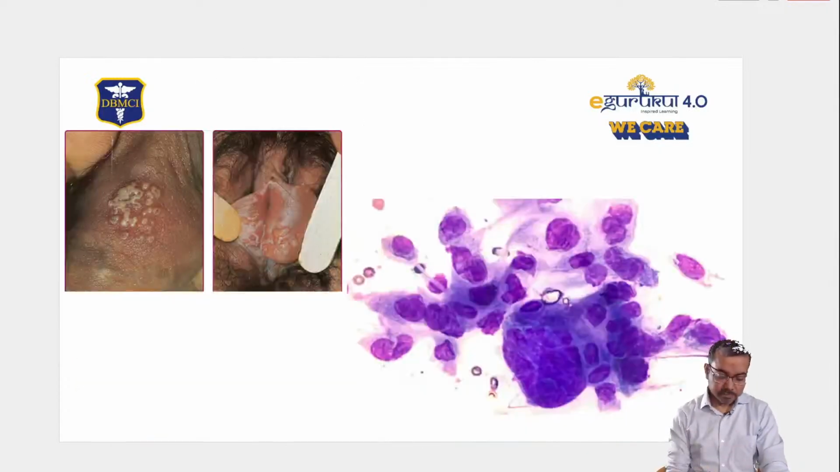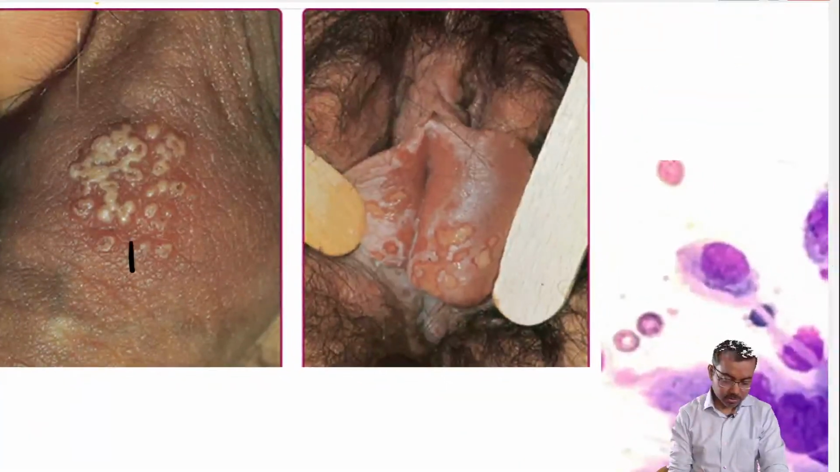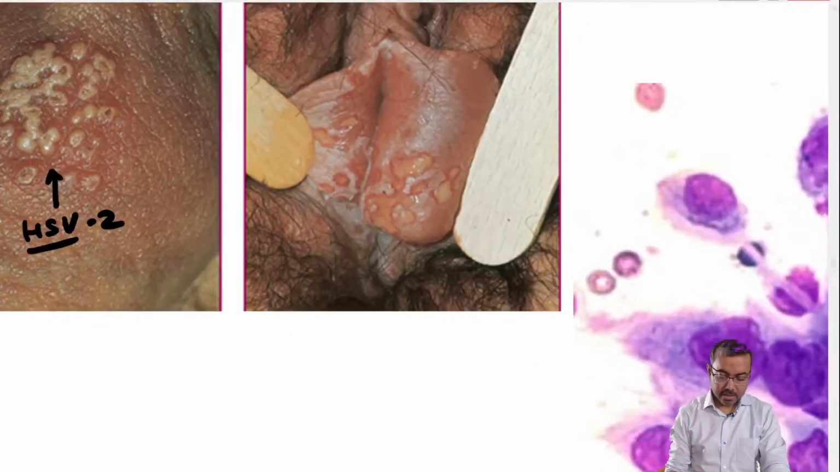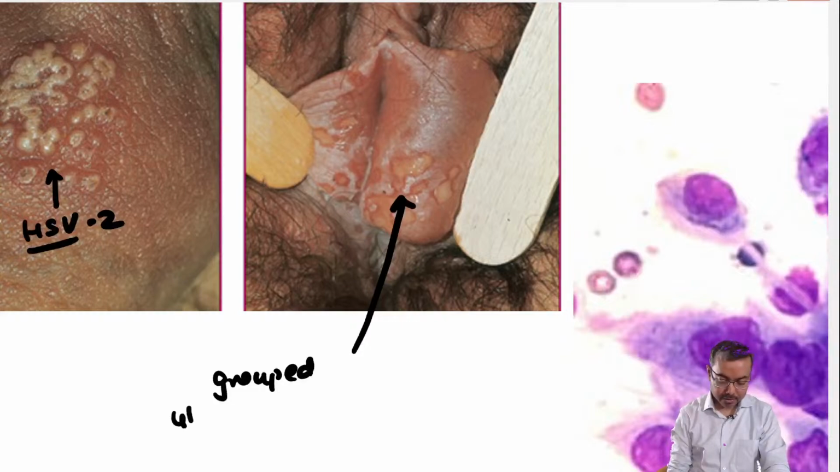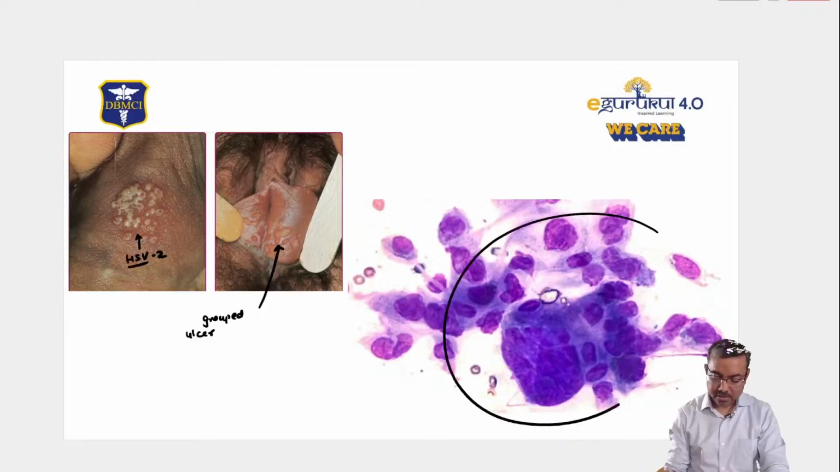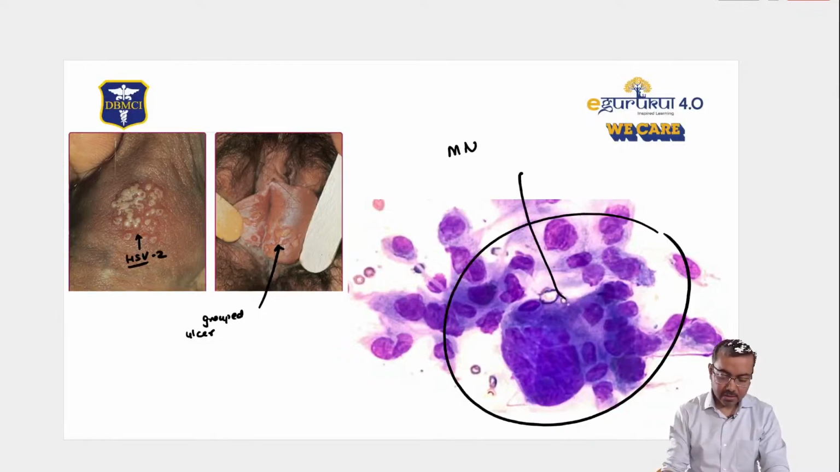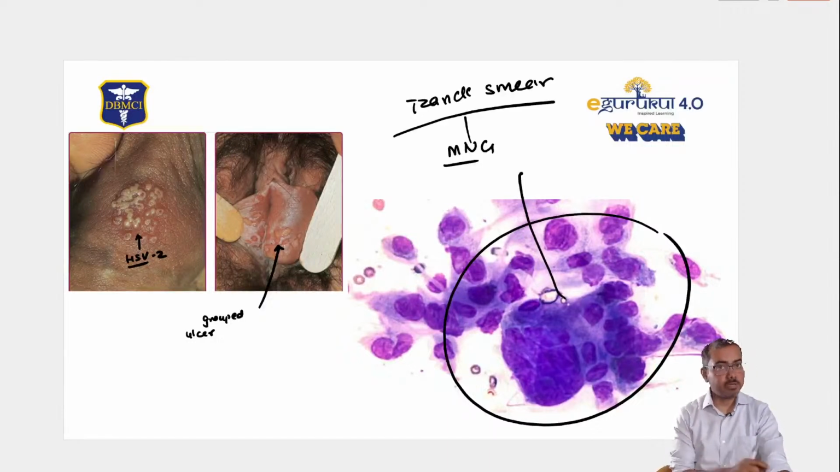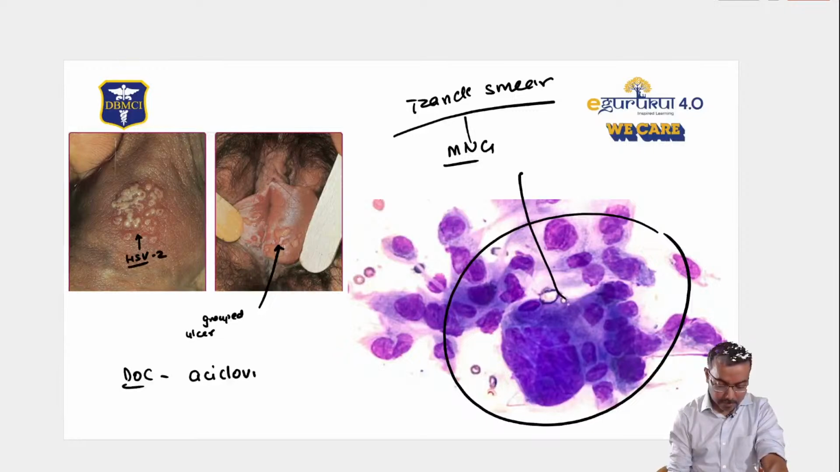Clear? This is just to show you the vesicular eruption. We have seen all this history before. HSV2, grouped vesicles, and then you can even have grouped ulcers in this female, right? Very painful disease to have, herpes genitalis. Look at the right side. This is what is called a multinucleated giant cell, MNG, on a Tzanck smear. Okay, Giemsa stain is put, and then we can look at grouped ulcers, grouped vesicles. Drug of choice we already know is going to be acyclovir.